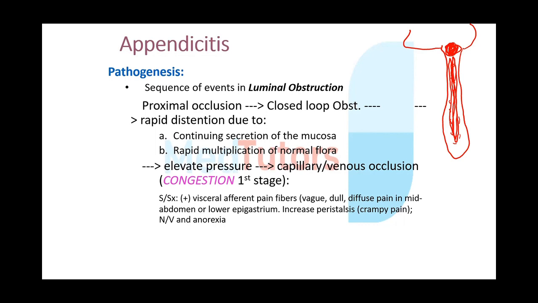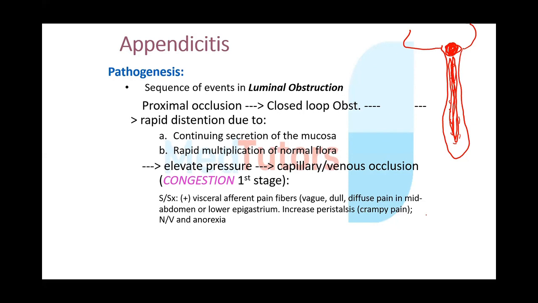So this pain is due to stretching of the mucosa, okay, stretching of the muscles, as well as increased peristalsis that cause cramps. And in this stage, patient will have nausea and vomiting. So what causes vomiting at this stage?